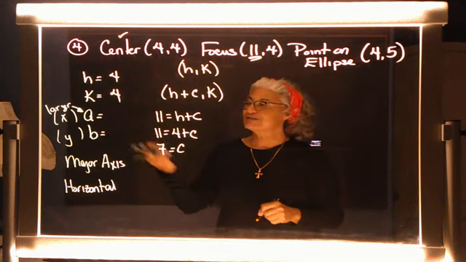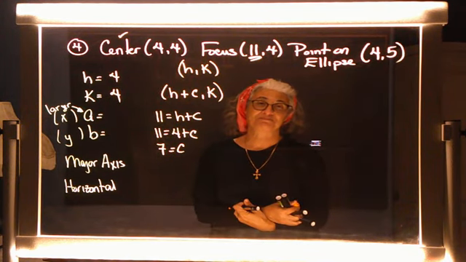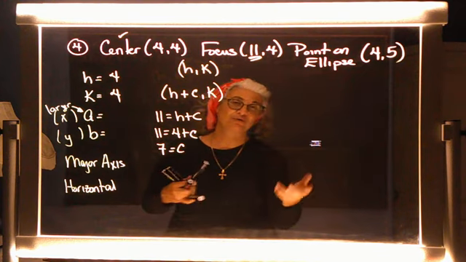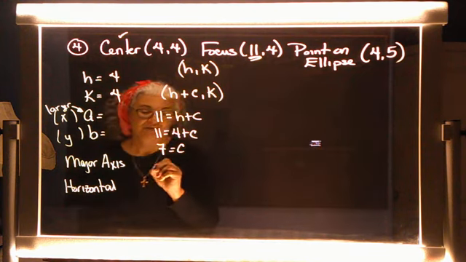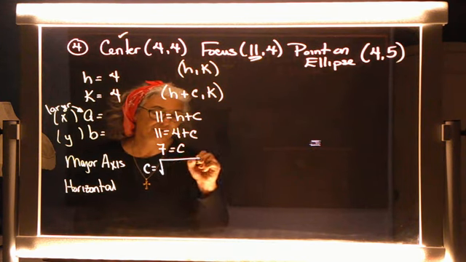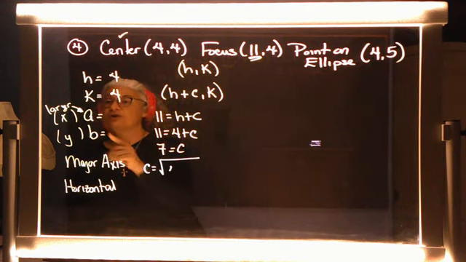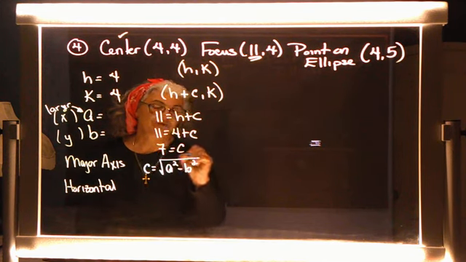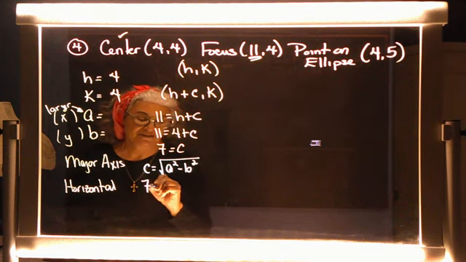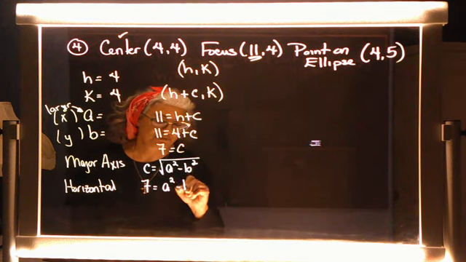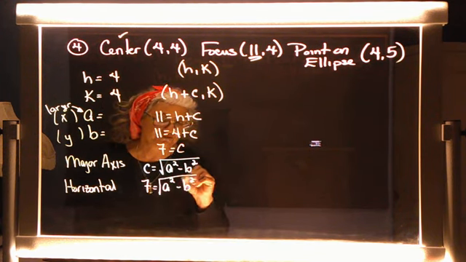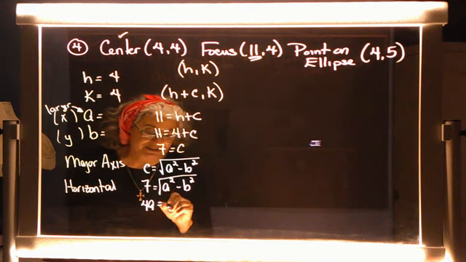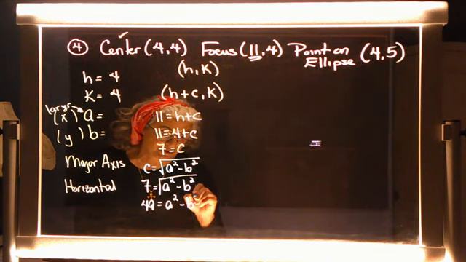But I'm not looking for C, I'm looking for A and B, aren't I? Yeah, I heard you guys, but you're like, yeah, but you know C. I know the formula for C. So I know C is equal to that square root. Now wait. Oh yeah, A's got to go first because it's larger. A squared minus B squared, right? Which means 7 is equal to the square root of A squared minus B squared. And I square both sides, I got 49 is equal to A squared minus B squared.